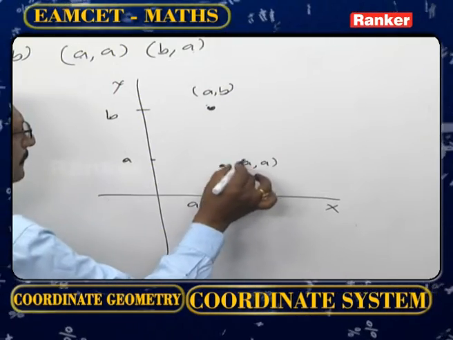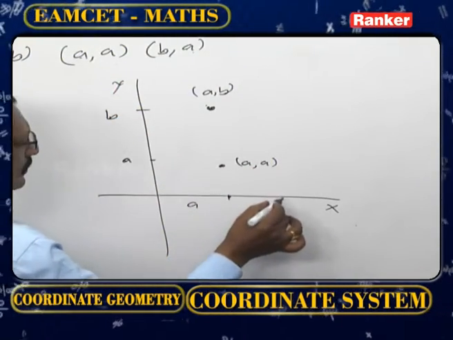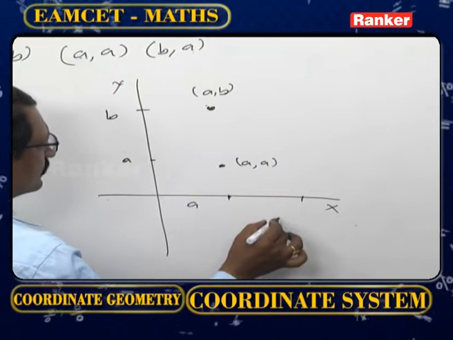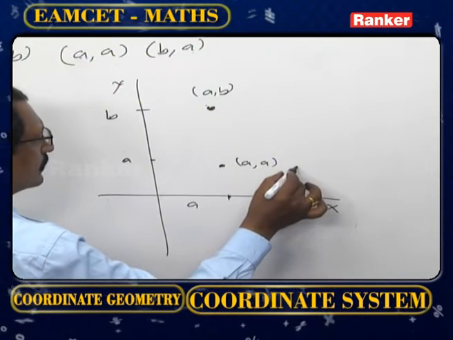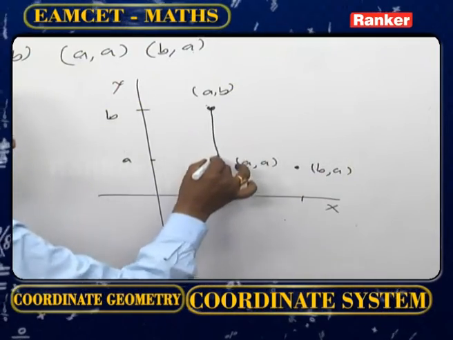A comma A. Next B comma A. On the x axis consider B, y axis A, B comma A.